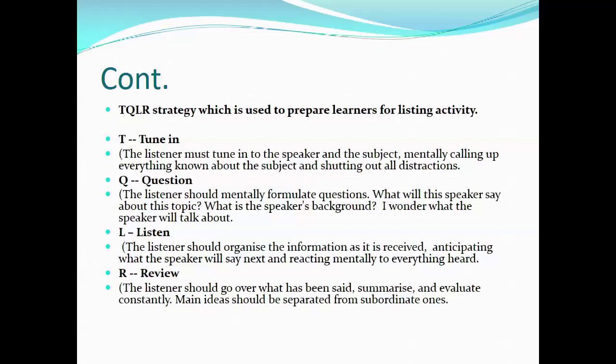Then we move to what they call the TQLR strategy, which is used to prepare learners for listening activities. First, you must understand what T stands for, what Q stands for, what L stands for, and what R stands for. In this slide, I try to give you the definition of what these letters stand for. Just go through it, read it, and understand it, and try to figure out how this strategy works when it comes to listening activities. T stands for tune in, Q stands for question, L stands for listening, and R stands for review. Please read this one.